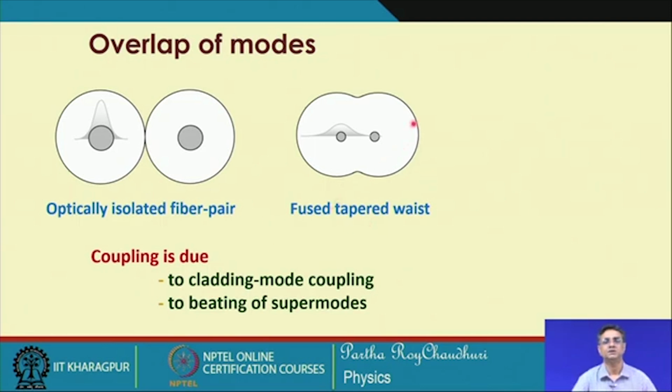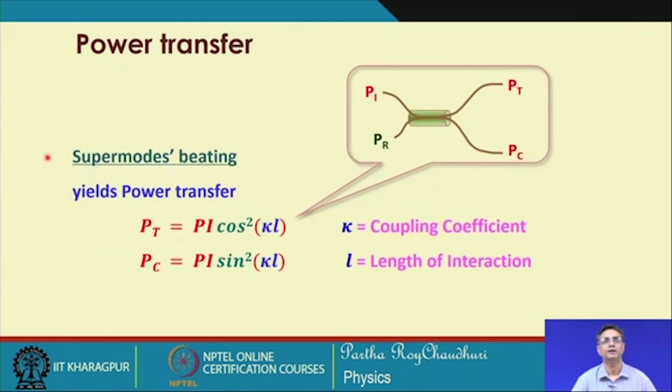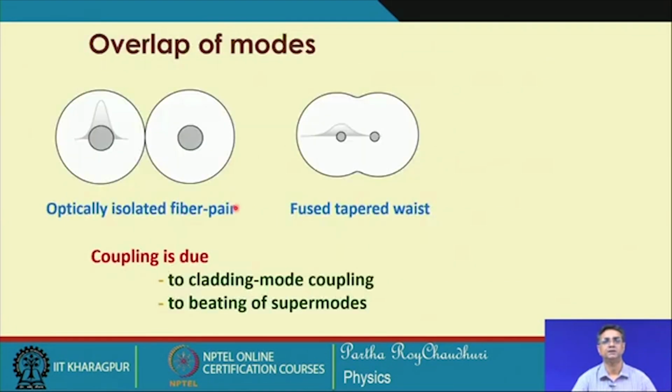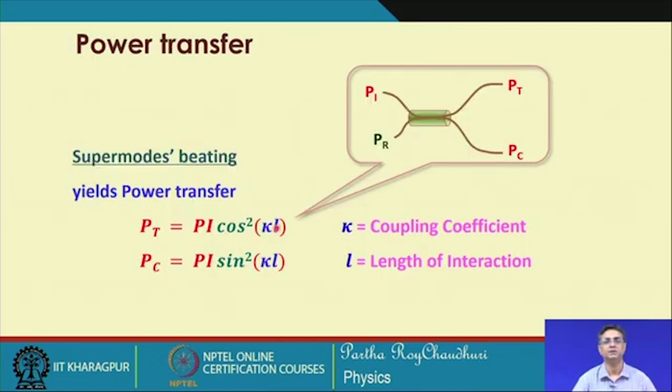Now, this is not an evanescent coupling, but a cladding mode coupling, because now it is the light within the common cladding, and we can again apply the supermode beating structure which we used for the planar dielectric directional coupler, the same principle.